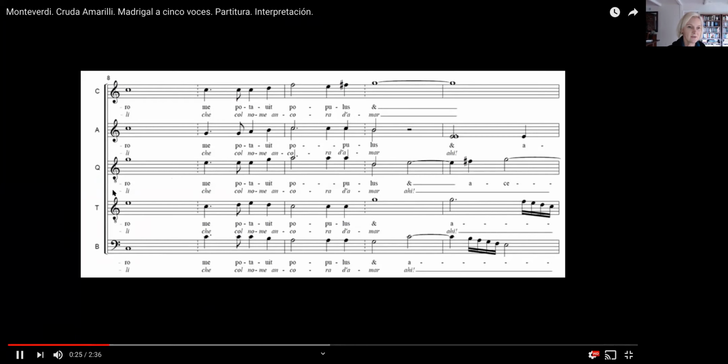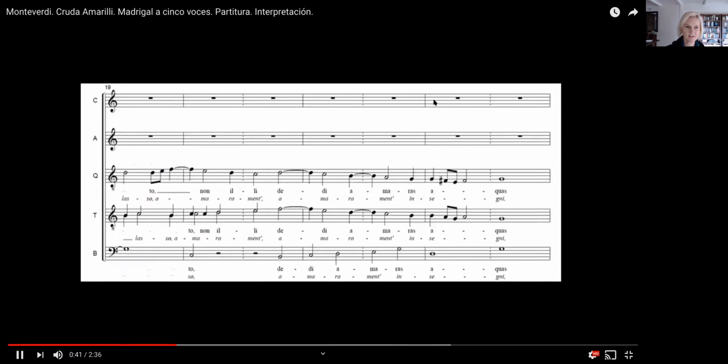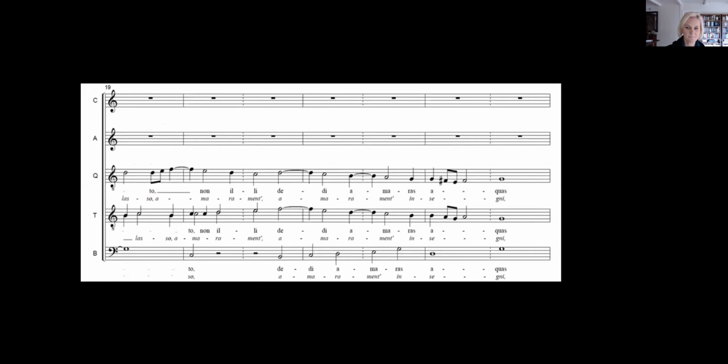So here you can see we have 1, 2, 3, 4, 5 voices in this particular madrigal. And sometimes some voices pull out, like this represents that they're rest. So these two voices are not singing. Right now I just have 3 voices singing.